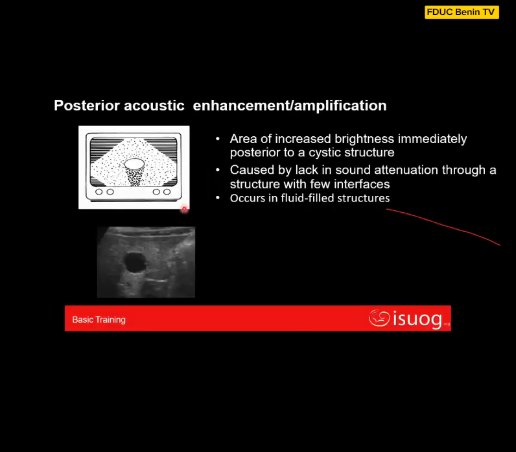Then we have what we call the posterior acoustic enhancement. I talked about this before. Any structure that contains fluid does not reflect. All the ultrasound wave passes through it, and when it passes through it, structures behind it usually appear very bright. This is important when you are scanning, especially when the structures are very close to the fluid. The structures will appear very bright. So this is acoustic enhancement: an area of increased brightness immediately posterior to the cystic structure.